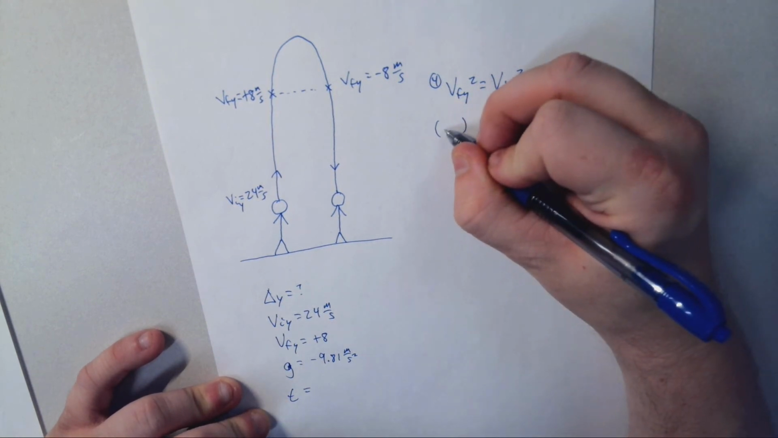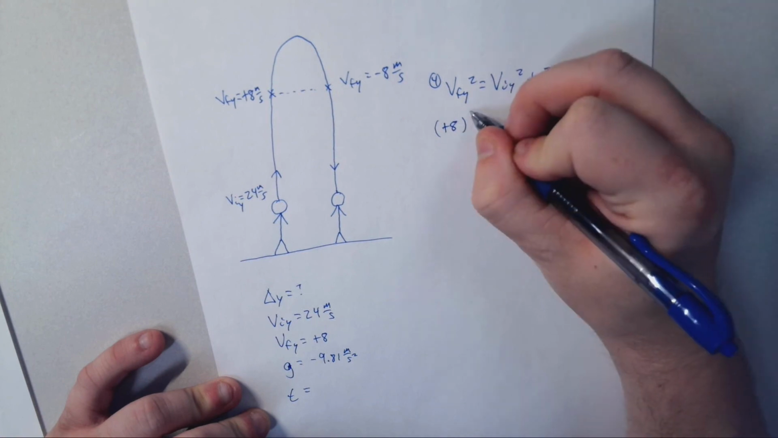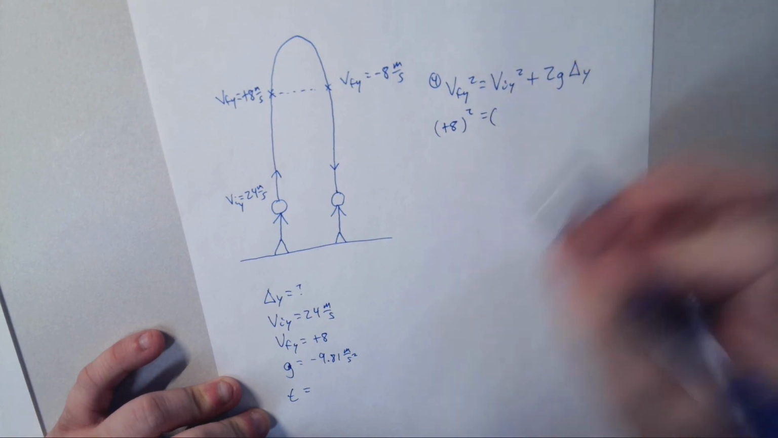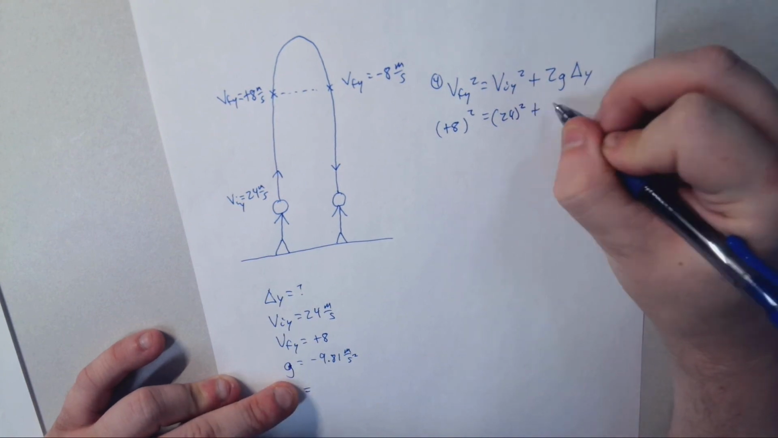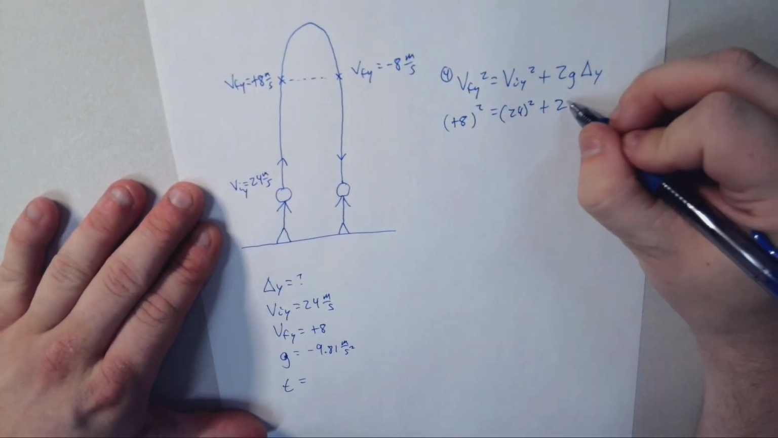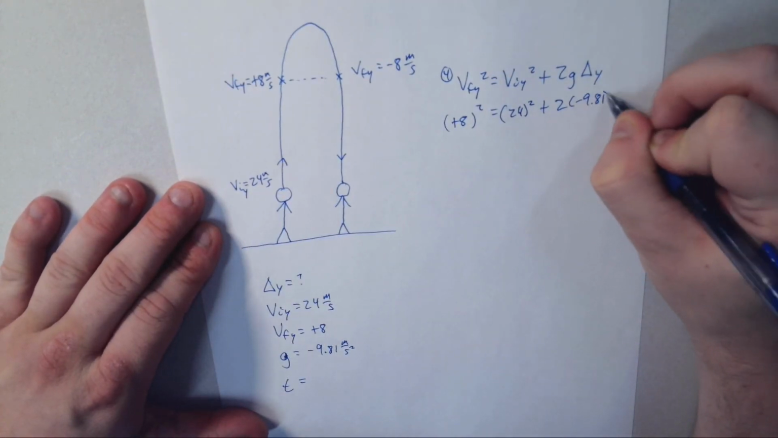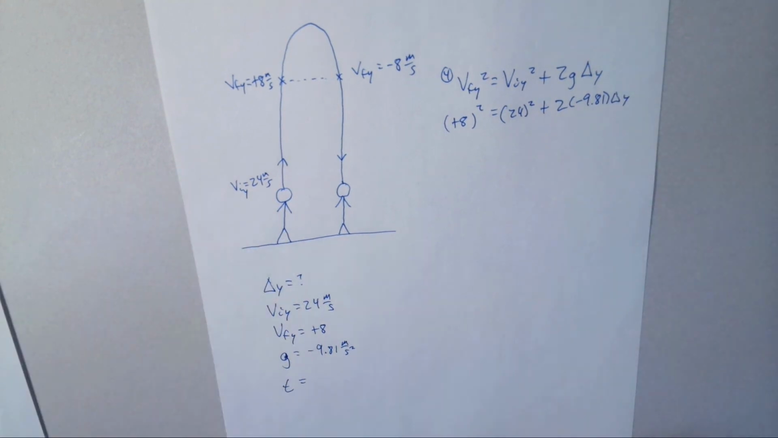So I'm just going to use positive 8 because, like I said, it doesn't matter. The initial velocity down here is 24. Square that. Plus 2 times negative 9.81 delta y. When we do that, let me grab my calculator real quick.